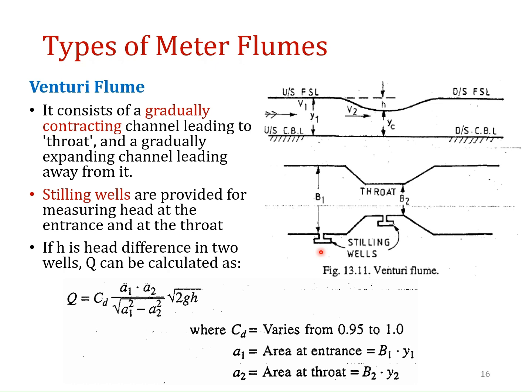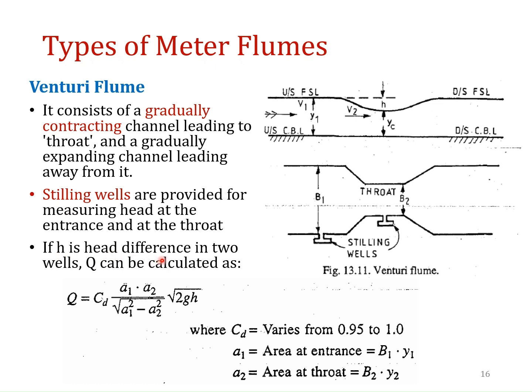And here you have the stilling wells. From the stilling wells you measure the depth of the water. One is just before the throat and the other one is right in the throat. Okay, so the stilling well is like a well, and the water is still there because it is out of the flow, so that helps us in measuring the depth of the water accurately. So Venturi flume consists of a gradually contracting channel leading to a throat, and a gradually expanding channel leading away from it. Stilling wells are provided for measuring head at the entrance and at the throat.